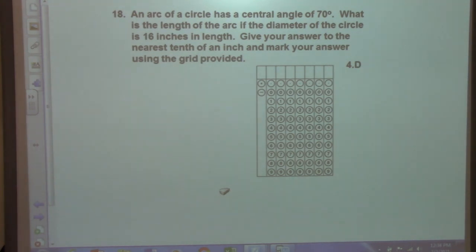Number 18 is a little bit tricky because you're given an arc length problem, but you're given a diameter and not a radius. So you've got to watch out for that. Oh, look at it, yeah. I fell for that. Yeah, just read through it and be careful about it.